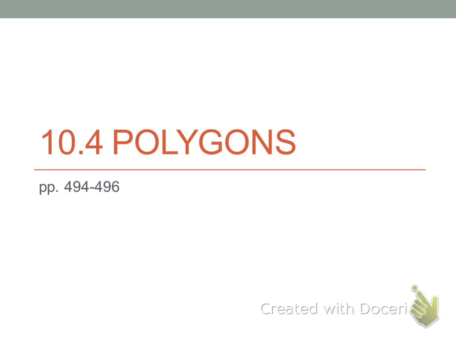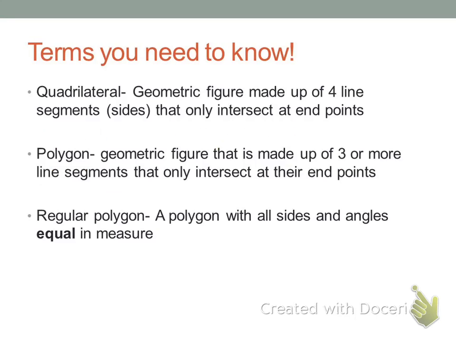All right, today we're learning section 10.4, polygons. So, terms you need to know: quadrilateral. These terms are on page 494, so you need to write in your notes, know the terms on page 494. A quadrilateral is a geometric figure made up of how many line segments? Four, which means that there are four sides to a quadrilateral that only intersect at their endpoints.